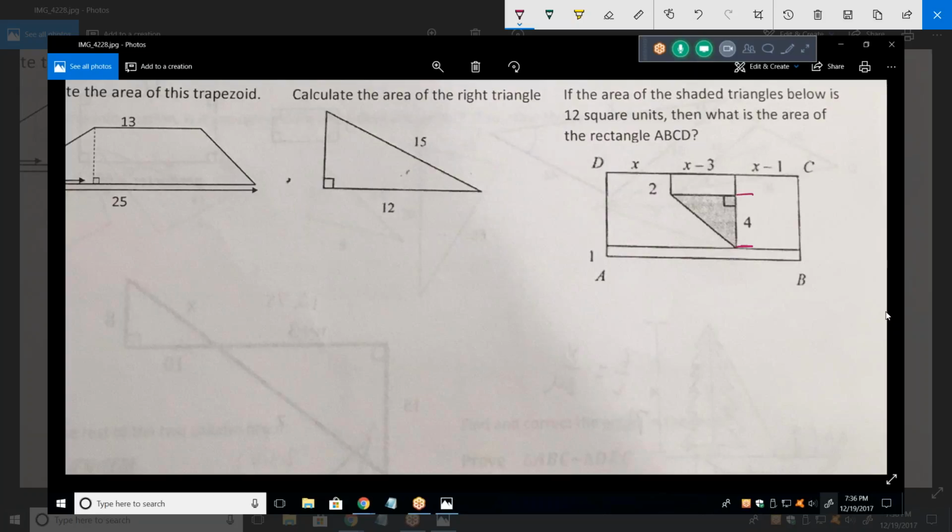Okay. So they're saying the area of the shaded triangle is 12. Well, what does that make this distance right here? It's a right triangle. In other words, the area is 1/2 the base times the height. They told us the area was 12. We can see that the height is 4. So what is the base? The one that I've circled there.